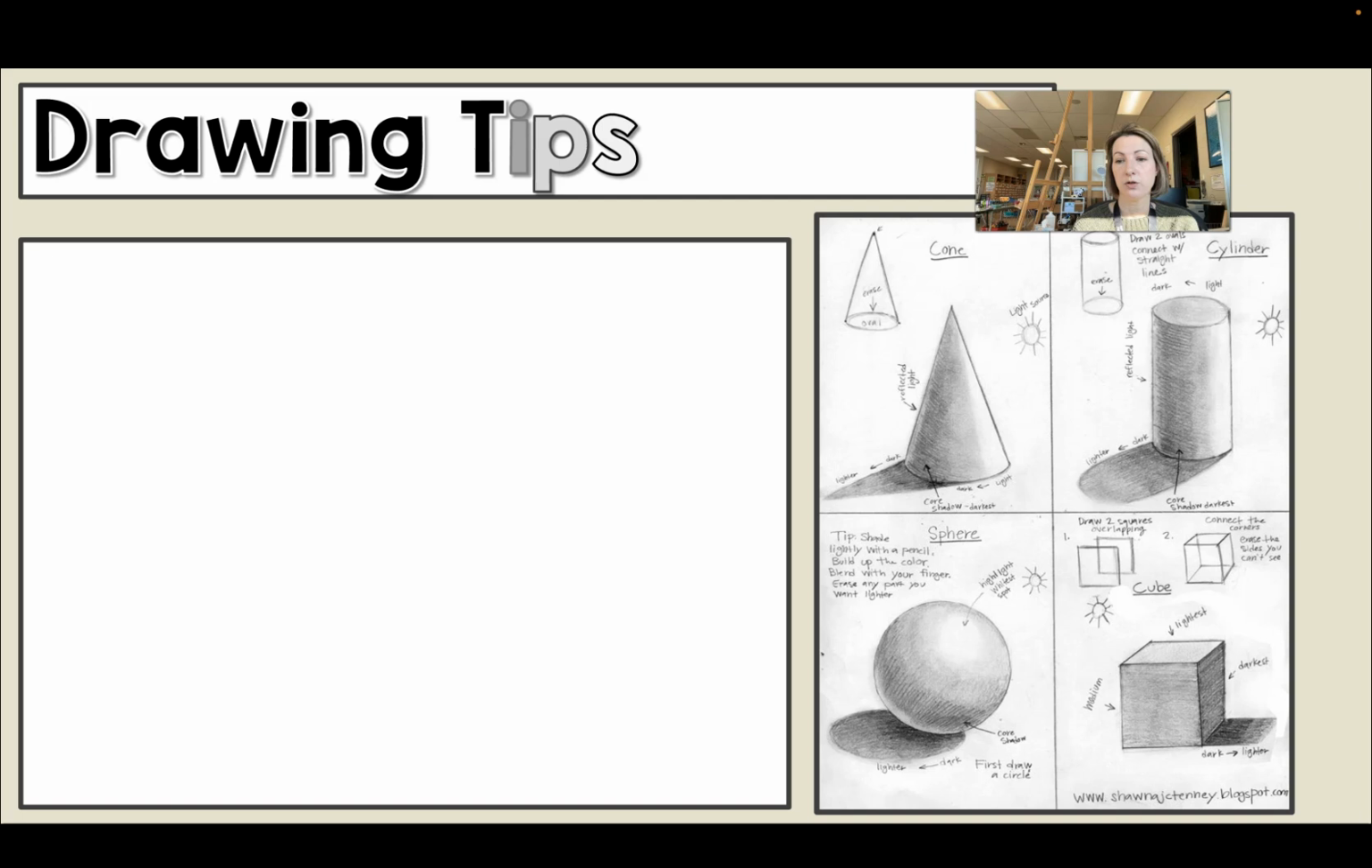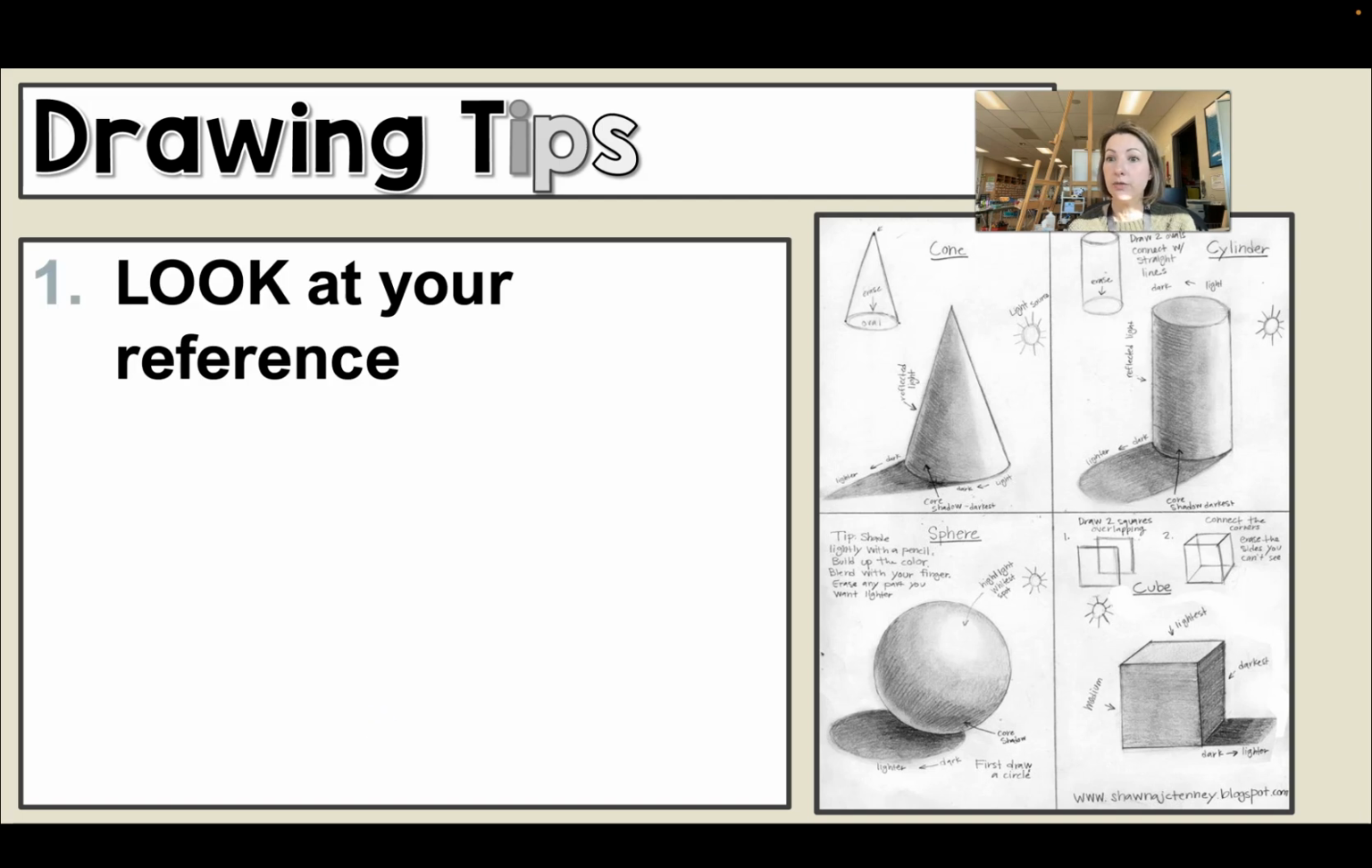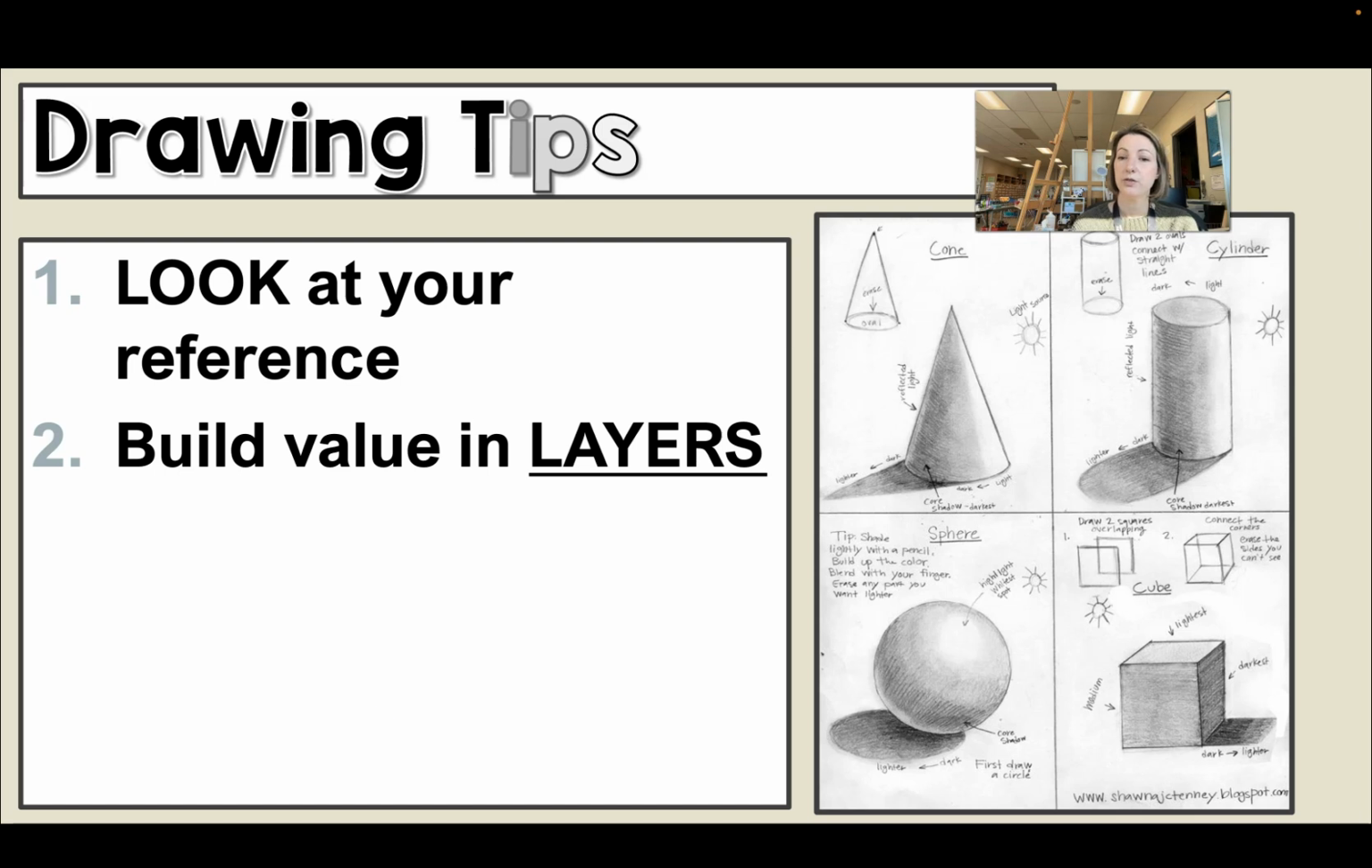Some tips when you're drawing this. Look at your reference. Don't guess. Build your value in layers. Don't just go right in full force with that pencil and make it super dark. Start with your light, your middle, and then get your darker pencil and add. It's like you're making a soup. You're adding to it. Don't just try to do it all in one go.